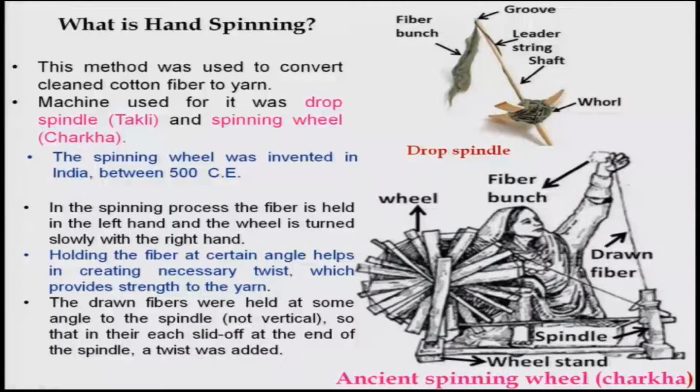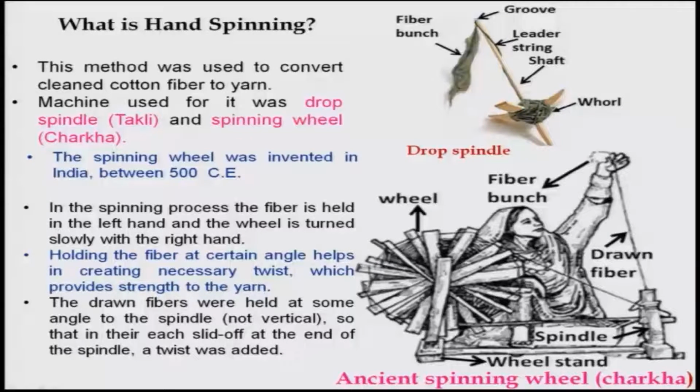Holding this fiber in this hand, as I have shown in this figure, is very important, particularly for maintaining a certain angle, such that it will provide strength to the yarn, right. It cannot be 90 degrees, it has a certain slanted angle, which I will show you in the next video. The fibers are held at some angle to the spindle, not vertically, so that at each slide off at the end of the spindle, twist is added, that means more twist will be added with this.